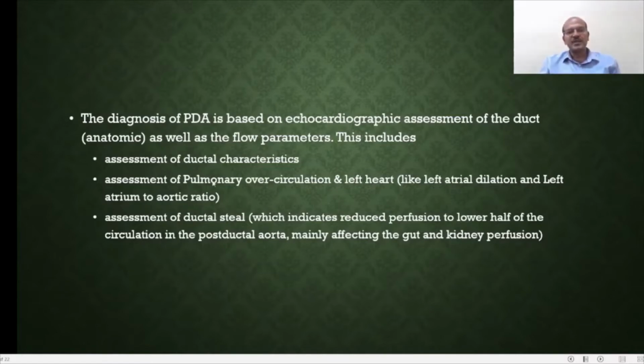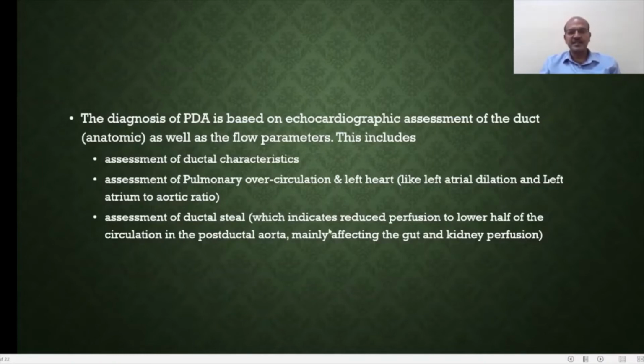There should be an assessment of pulmonary overcirculation and overload of the left heart. So these measures may include left atrial dilatation and the LA-AO ratio or left atrium diaortic ratio. Normally we take a LA-AO ratio more than 1.4:1 as significant for the duct. The size of the duct which is significant can vary according to the gestation. So anything more than 1.5 millimeters in the extreme premature, and anything more than 2 millimeters in the bigger premature babies can be considered. There is also an assessment of the ductal steal.